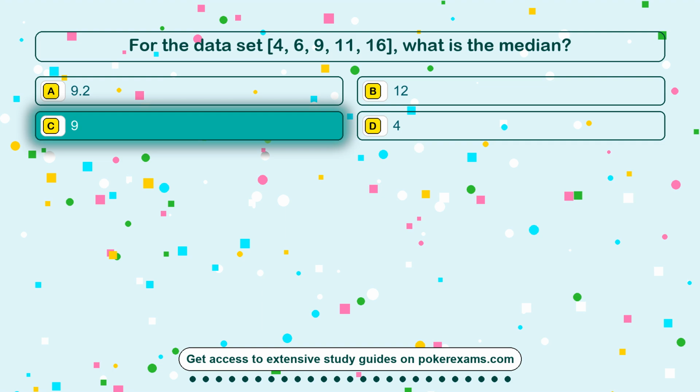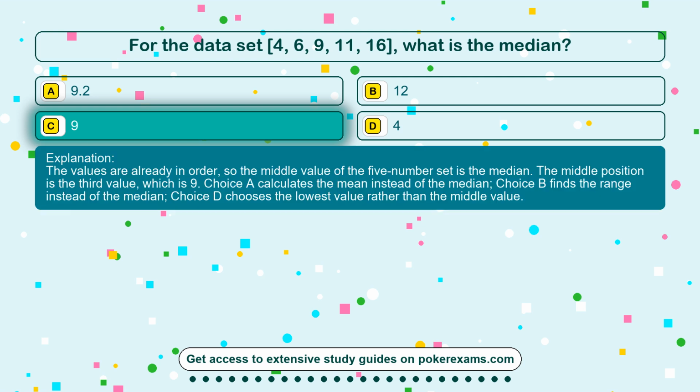The correct answer is option C, 9. The values are already in order, so the middle value of the 5-number set is the median. The middle position is the third value, which is 9.